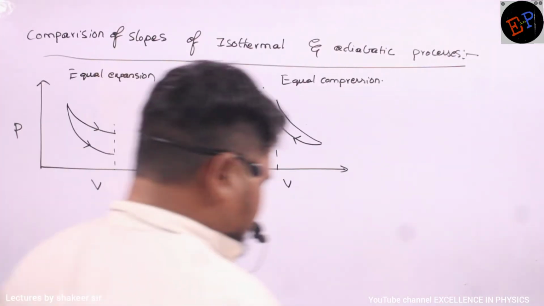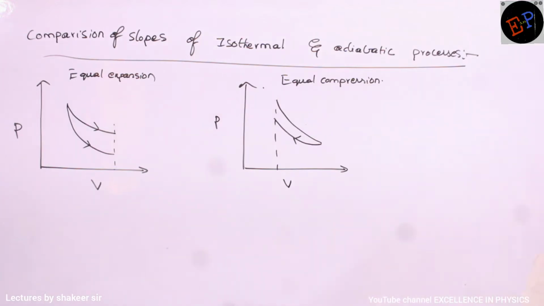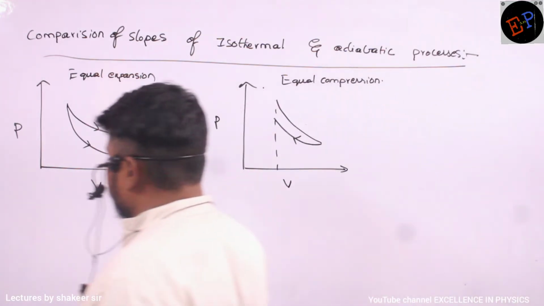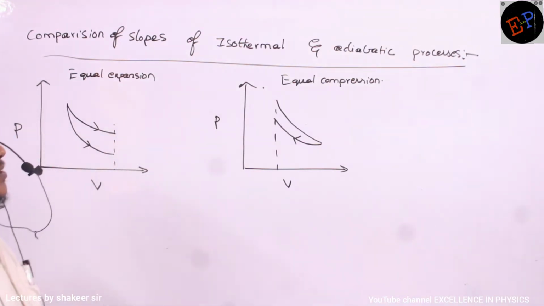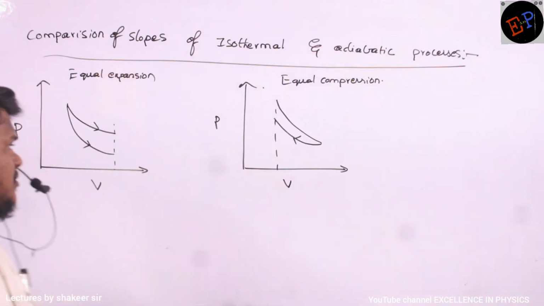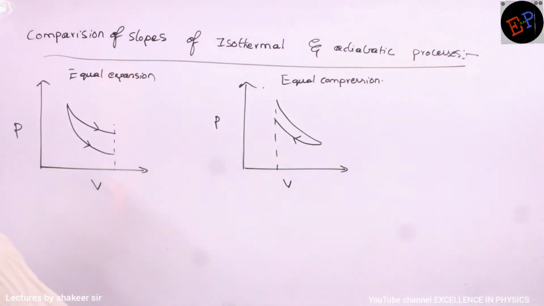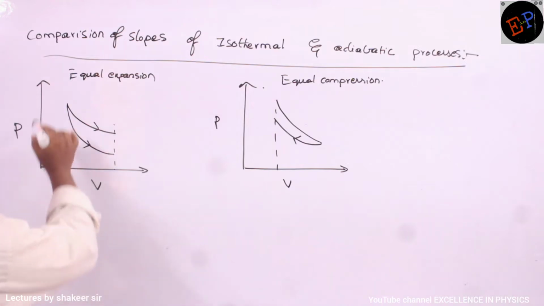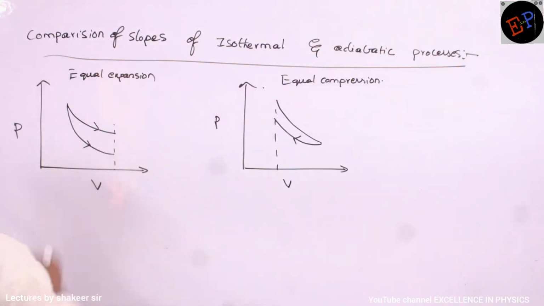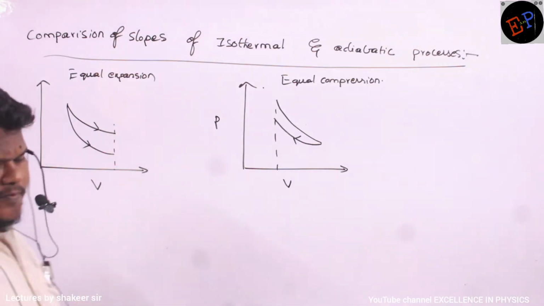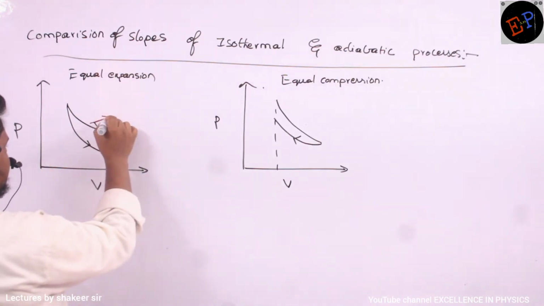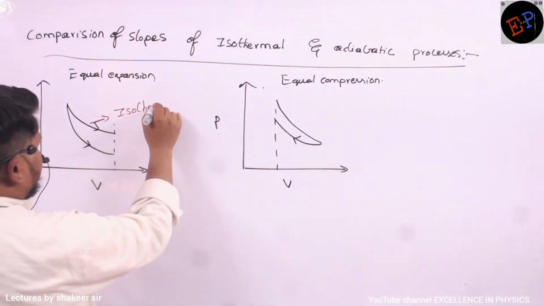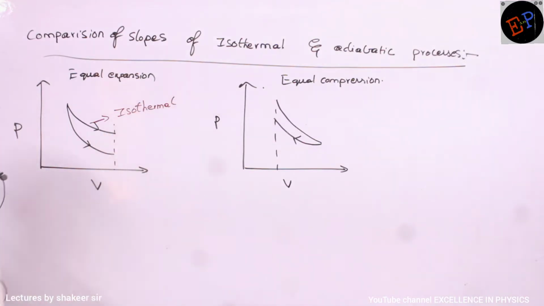So now we are trying to understand the isothermal and adiabatic processes by taking two conditions. The first condition is equal expansion, and the second condition is equal compression. Listen very carefully. See here, there are two PV graphs. This is one PV graph and this is another PV graph. Two PV graphs are present in the same graph. Out of them, which one is isothermal and which one is adiabatic? This one is isothermal, and the second one is the adiabatic process.